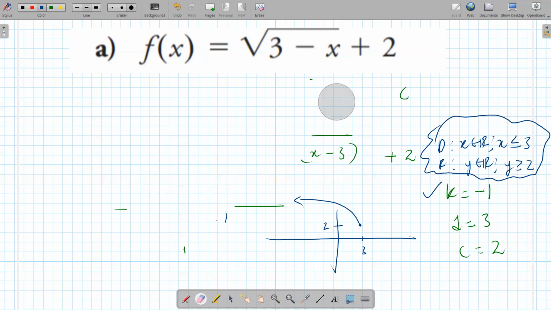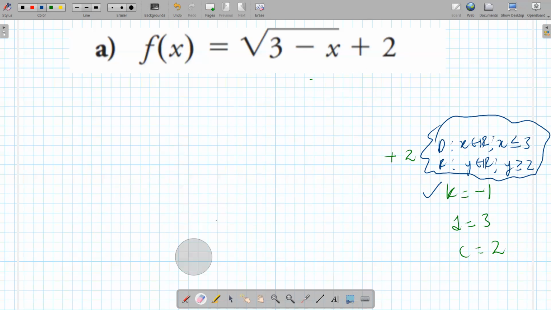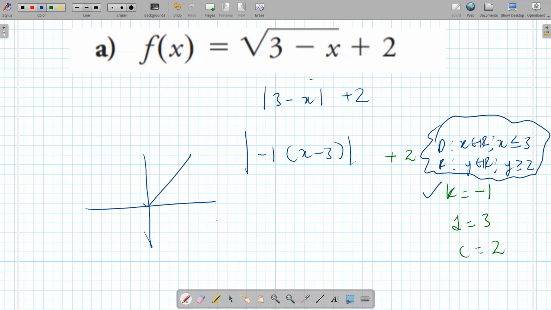For example, instead of it being like this, let's say it was the absolute value of 3 minus x, plus 2. Again, x is being multiplied by -1. So you're going to pull out the -1. And then we're left with x minus 3 in the bracket plus 2. Yeah? Yep. So our absolute value function looks like this.